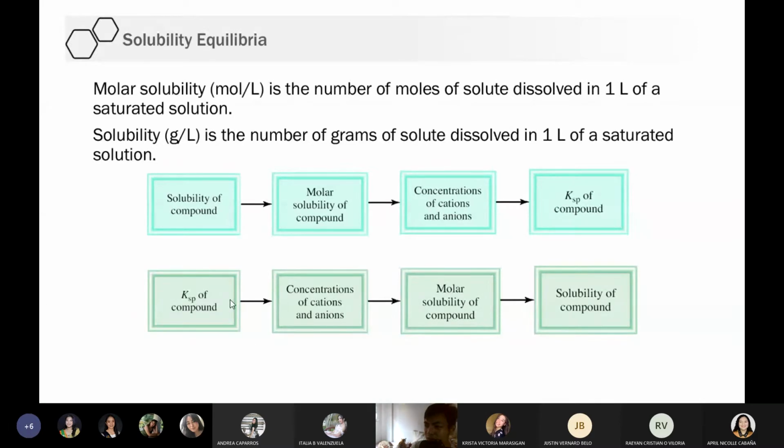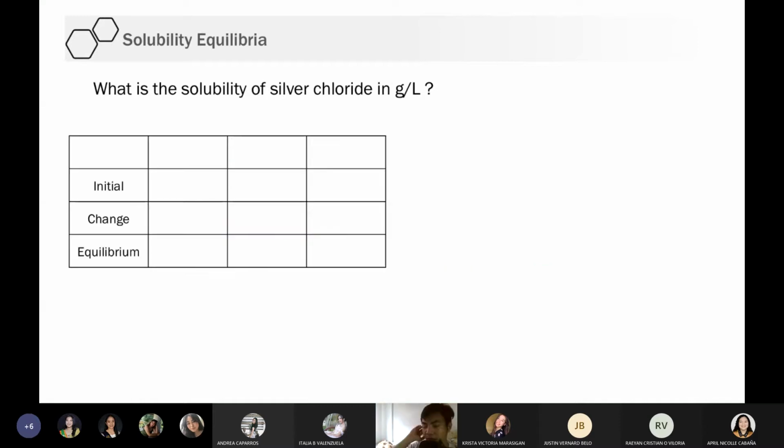So from our Ksp, we will get the molar solubility and later on the solubility lang. So ito lang yung gagawin natin. This is the same concept lang, however, reversed yung process. So sa worksheet ko na lang i-upload to, ha? Okay, so ito yung gagawin ko today. So let's start. We are all familiar with how to solve using ICE table naman, so mabilisan na lang tayo.